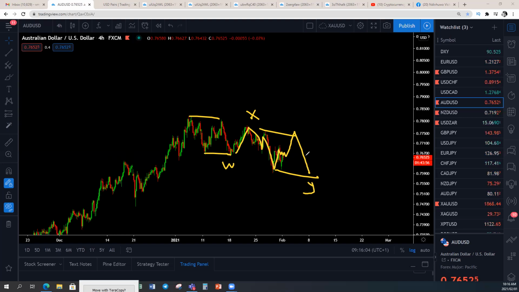So for now, we're still going a bit sideways, but what we're actually waiting for is this corrective structure to complete. Is it going to complete as a combination? Let's watch and see how this one is going to play out.